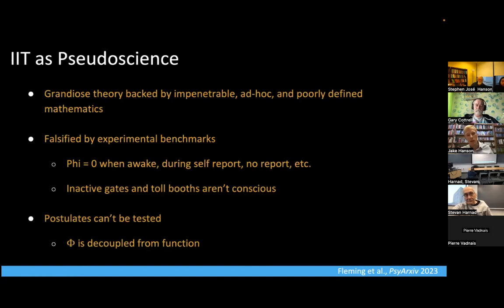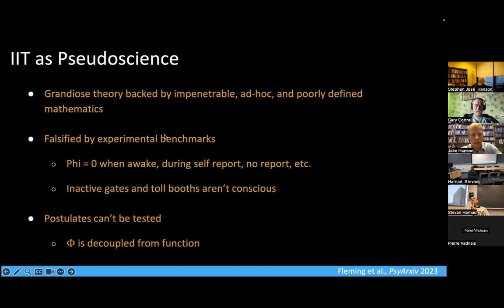So in my experience, IIT is a very grandiose theory. You basically can't understand what it's saying unless you have a lot of time to learn the mathematics, which is very dense. It's very ad hoc. It's filled with heuristics, which is not something that's common in other physical theories. There's no other theory in physics that I know of where somewhere in the calculation you insert a heuristic about picking and choosing between these different distributions.